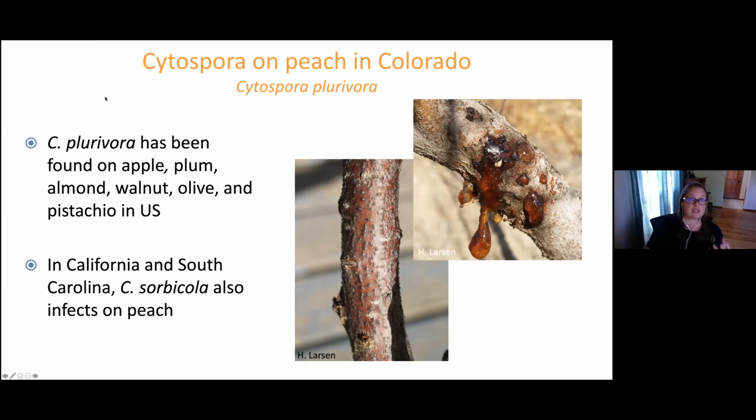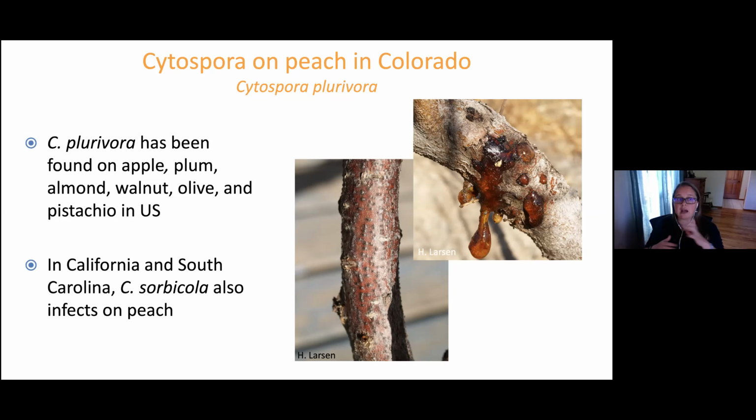One thing that's really interesting too is some of the research that we've done in the Western Slope shows that the Cytospora that we have on peach is Cytospora plurivora. And when I first came to the Western Slope, it was assumed that we had 3 different species on peach: Cytospora leucostoma, Cytospora paraleucostoma, and Cytospora cincta. And then when I started doing molecular analyses, what we basically found is no, we only have 1 species, which was recently named in 2018, Cytospora plurivora.